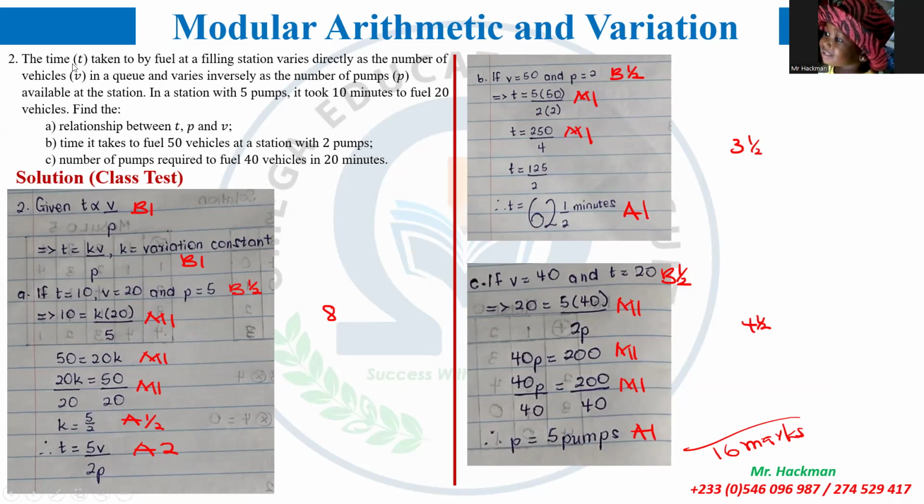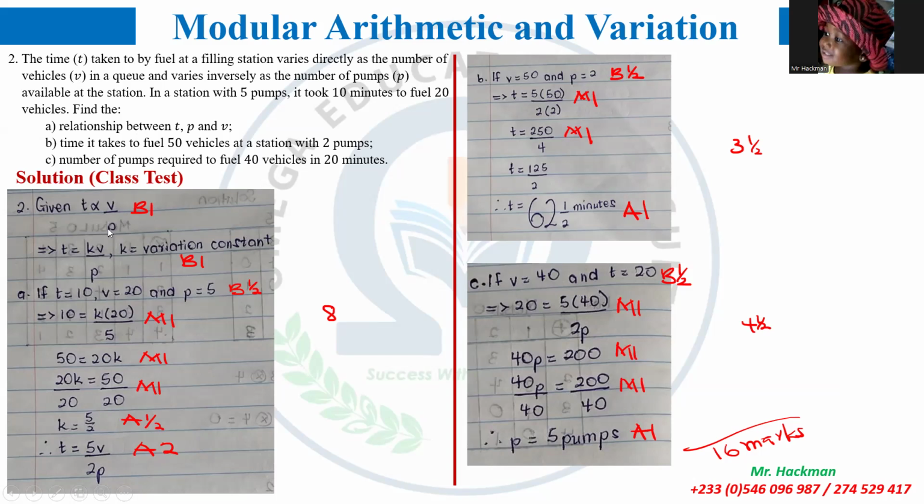So in this case, we are given a time t taking to buy fuel. The U didn't come, so please take note. The time taken to buy fuel at a filling station varies directly as the number of vehicles in a queue, and varies inversely as... So obviously, we know we are dealing with a joint variation. So we have the various information there. So T varies directly as V, and inversely as P.